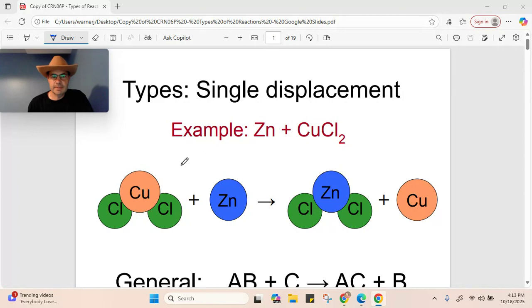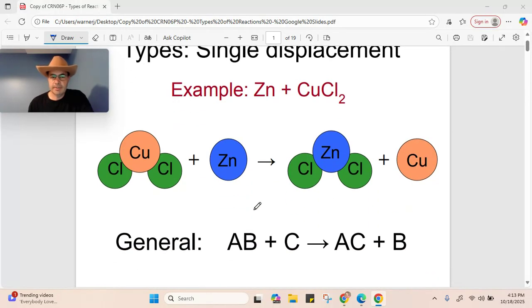If you remember, a single displacement reaction has a compound reacting with an element, and it creates a new compound and a different element forms, right? This example uses copper 2 chloride and zinc, and when we're done, it produces zinc chloride and copper.